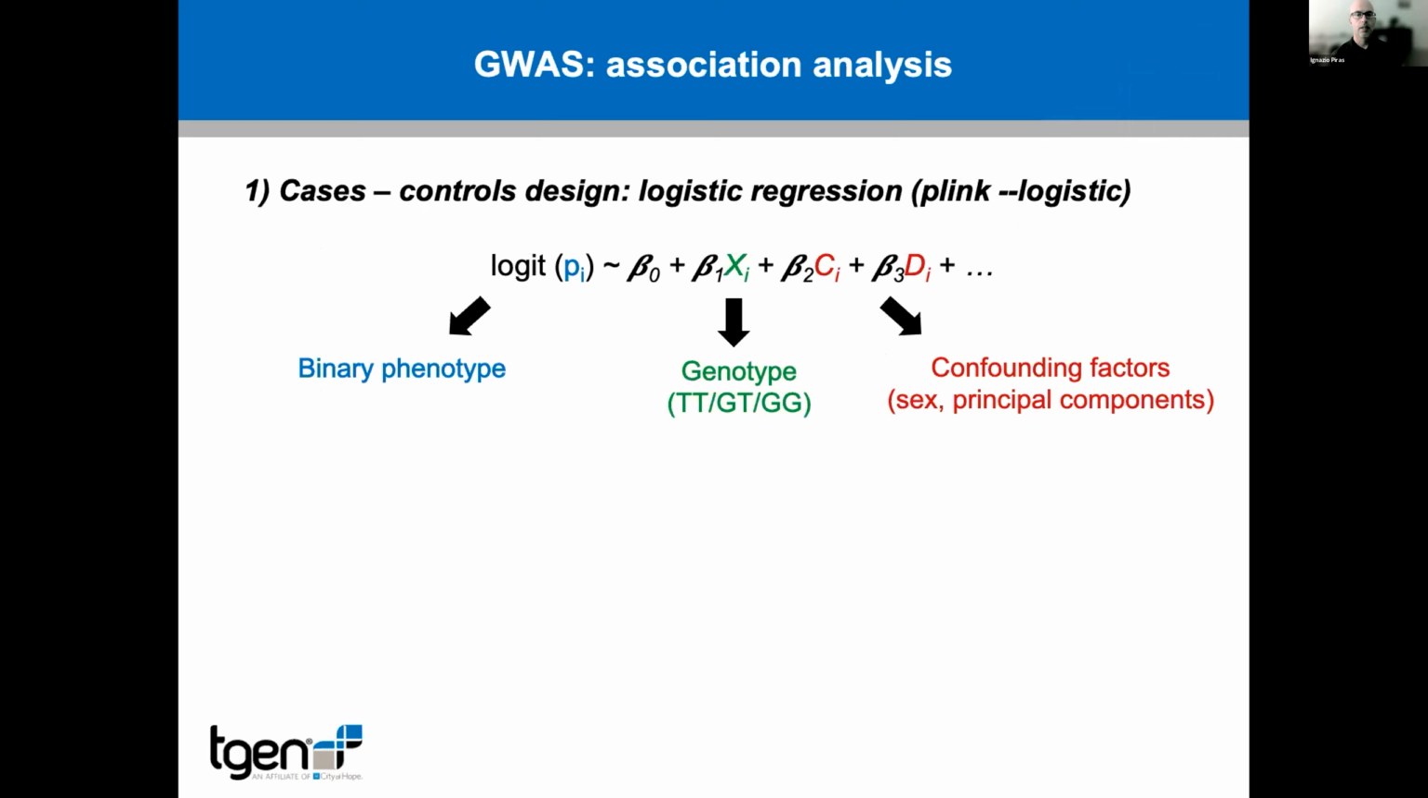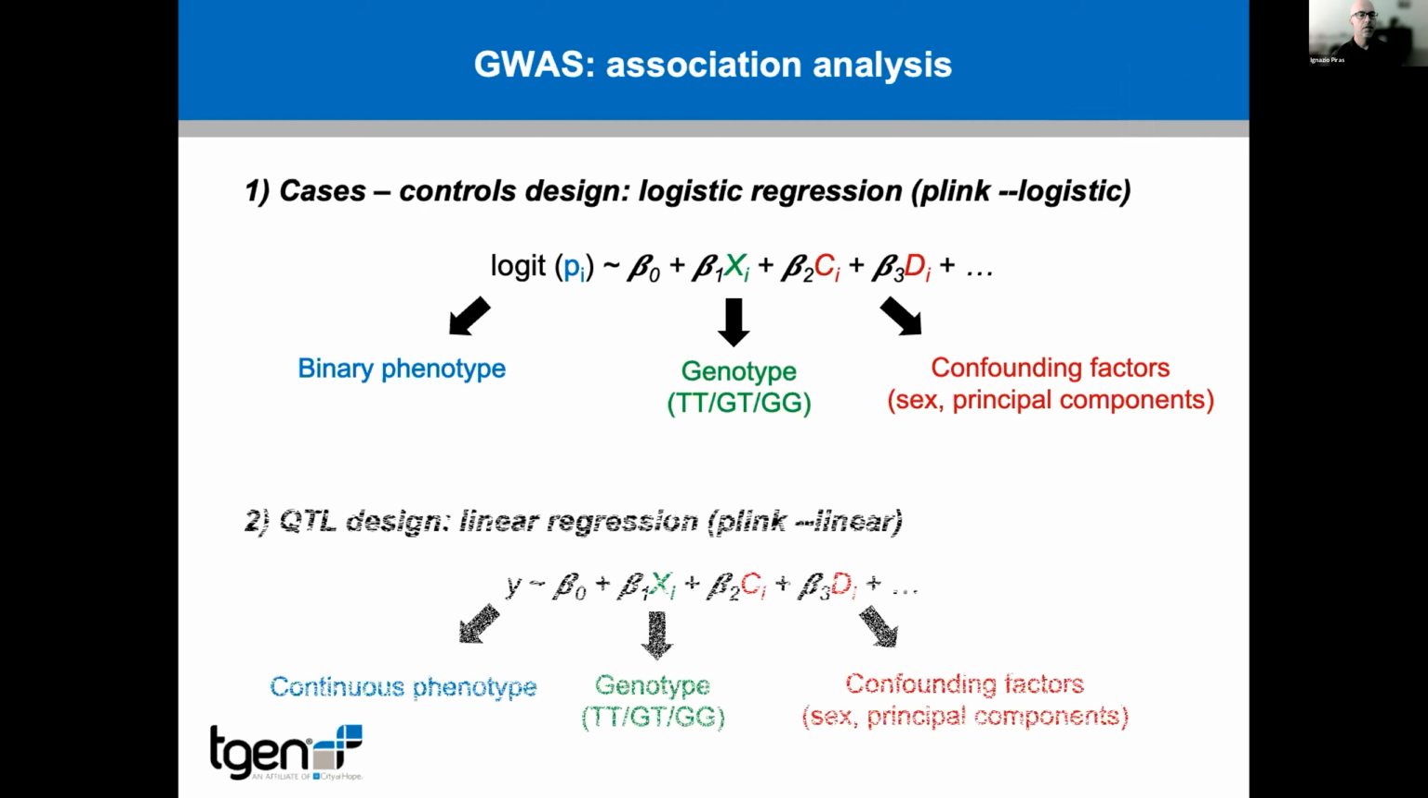Let's see what statistics we apply. For the case control design, we simply run a logistic regression. Here there is the command as implemented in PLINK. So we have the binary phenotype as a dependent variable, the genotype as a predictor, and the confounding factors, maybe the principal components for the population stratification or the sex or the batch. Of course, we need to repeat this regression hundreds of thousands or millions of times, one regression for each SNP.